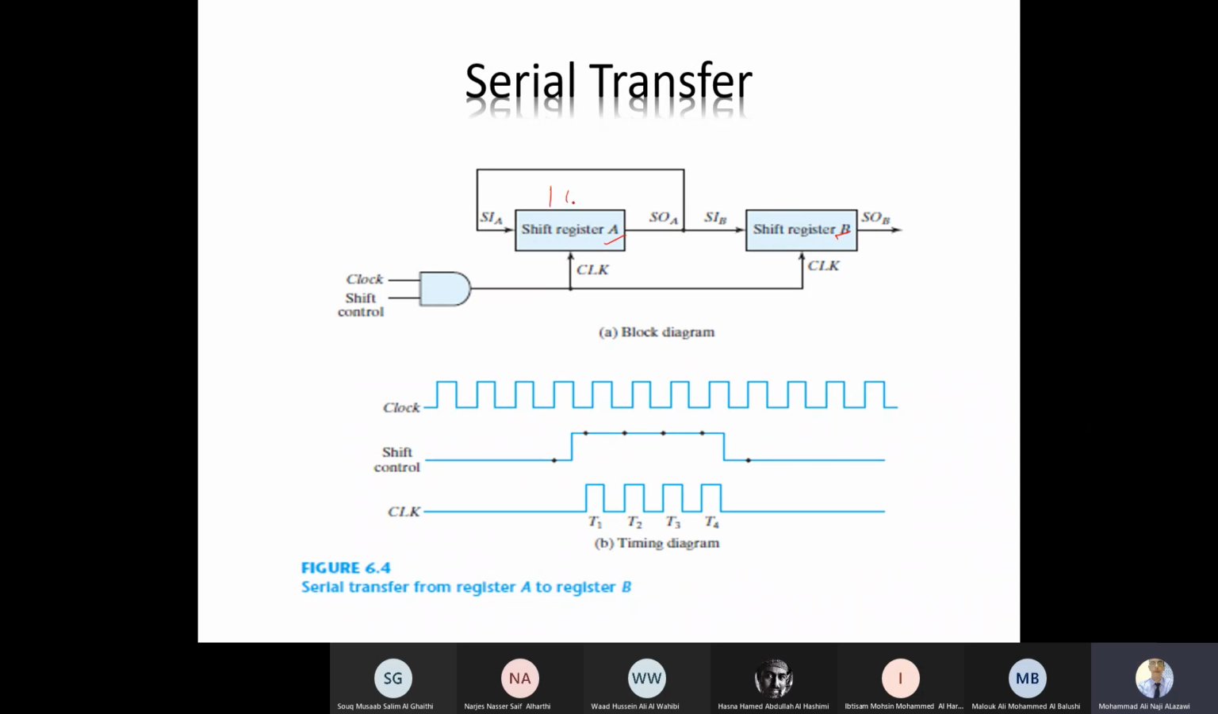If we assume that we have 1, 0, 1, 1. Okay, I want to copy. Remember, copy, not to move. If I want to move, then I will discard this. But I want to copy the values here into shift register B. So the clock pulse, okay, shift control here. If I put the shift control into 1, then I can start shifting with the clock pulses. If I want to stop shifting, then I will put it to 0. If you can see here, 0 only here will allow the shift.